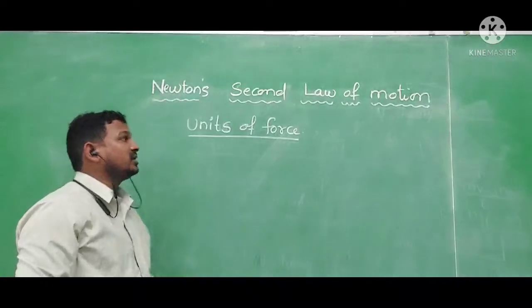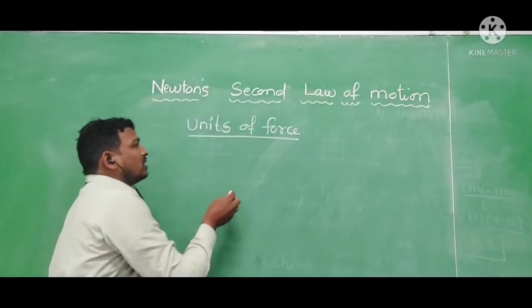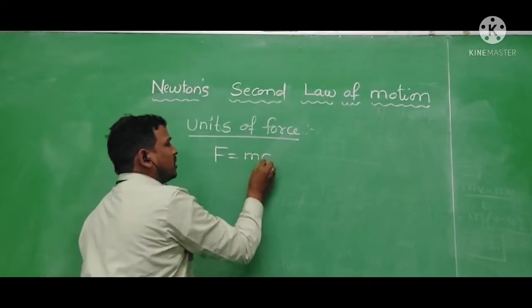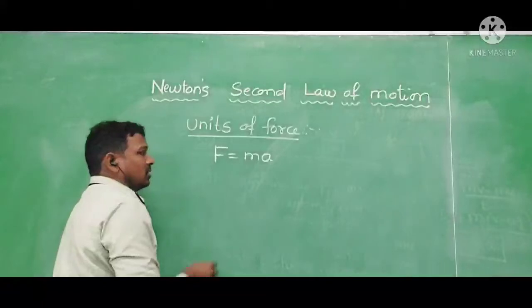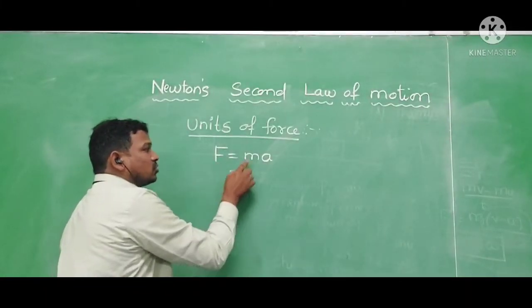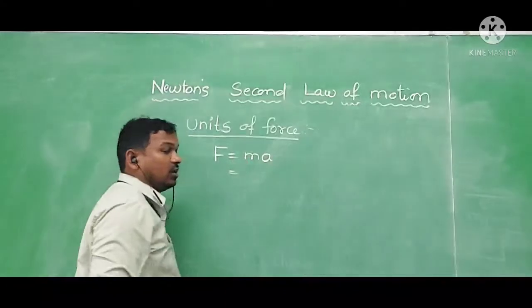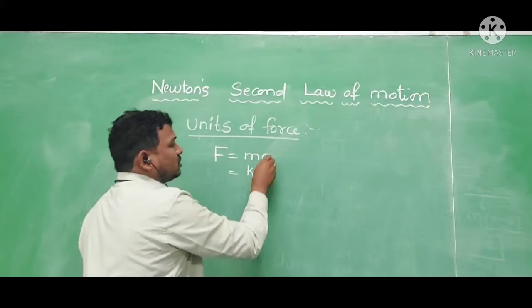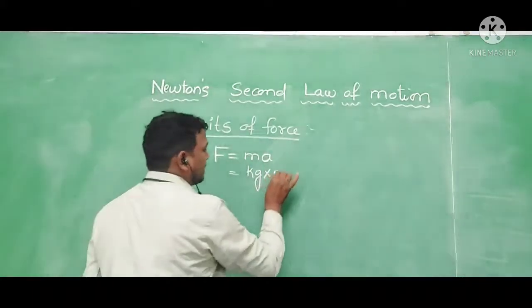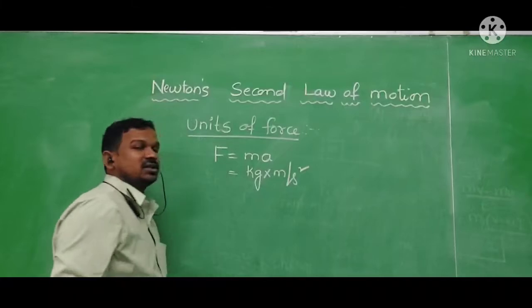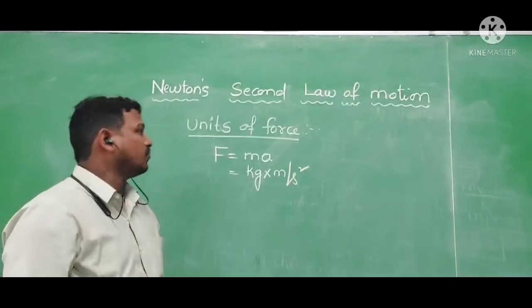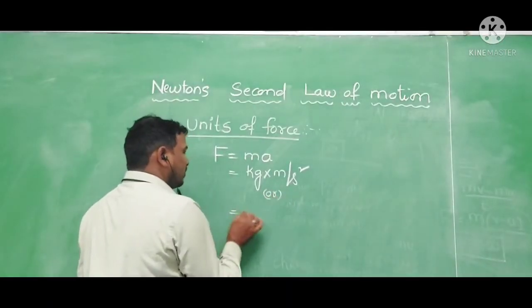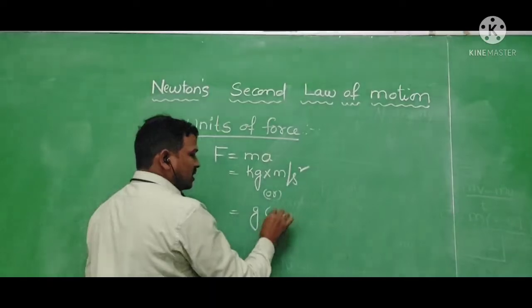So now it's time for units. How do we write the units for force? We got the formula F equals mass into acceleration. The unit of force is equal to the unit of mass into the unit of acceleration. What is the unit of mass? That is kg. What is the unit of acceleration? Meter per second square. This is the SI unit of force. Now if we go for the CGS system, we can write gram centimeter per second square.